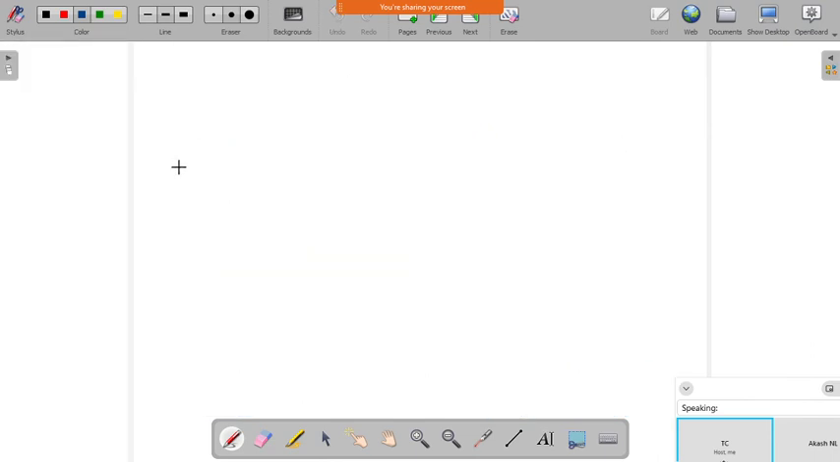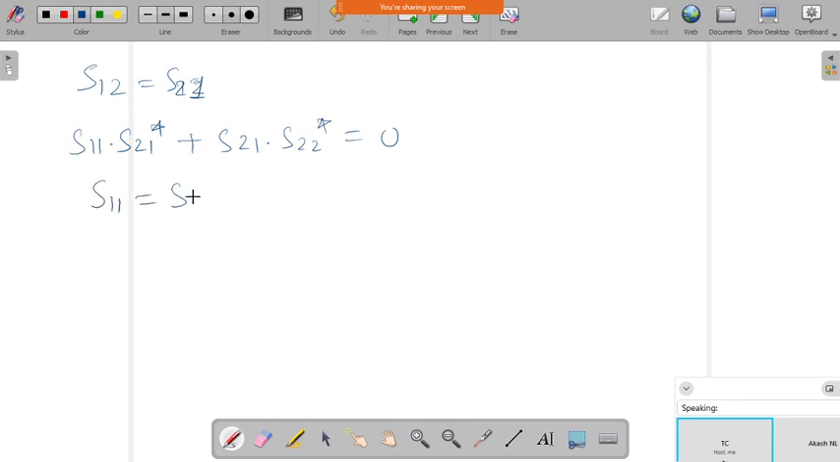So for a lossless network, if the network is also reciprocal, we have the condition S12 equal to S21, and we have S11 into S21 complex conjugate plus S21 into S22 complex conjugate equal to 0. By using these conditions and the zero property conditions, we can say that S11 equal to S22. That is also one more condition, where we can take the magnitude.